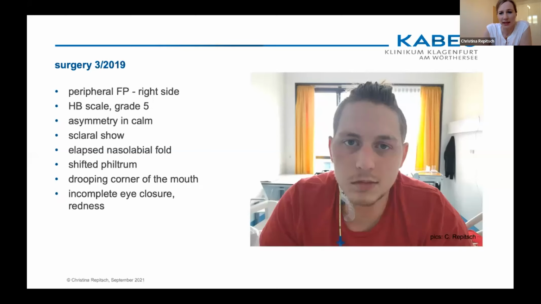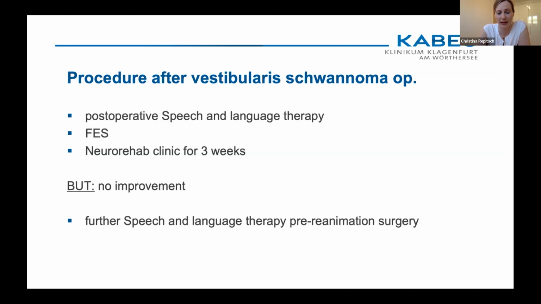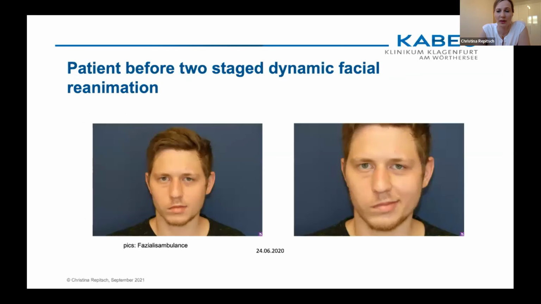He had problems with chewing. He often had liquid drooling and problems with eating and drinking on the right side. And he had an incomplete eye closure. So first he went to rehabilitation and got accompanying speech and language therapy. But still, one year after the first surgery, there was no improvement. So we decided that he will get the cross-face transplantation and the gracilis graft.